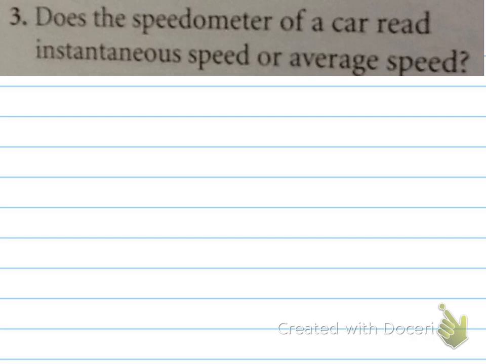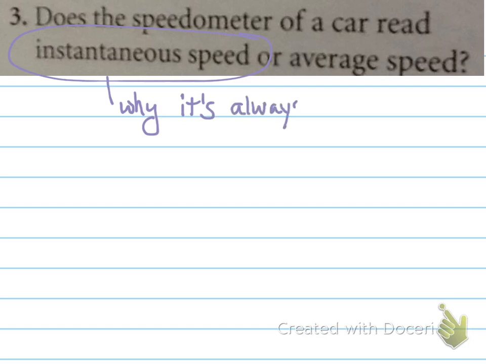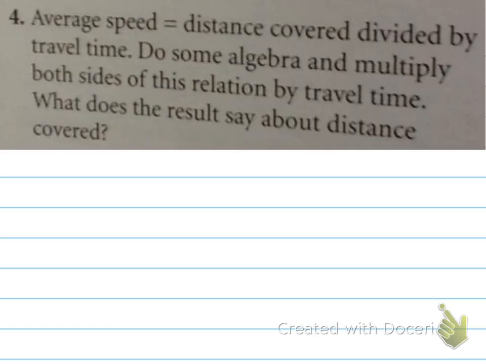Number 3. Does the speedometer of a car read instantaneous speed or average speed? Remember, we talked about that in our notes. Our speedometer always tells us instantaneous speed. That's why it's always changing. Okay, so our speedometer tells us our instantaneous speed.